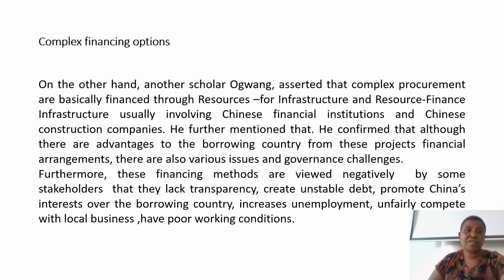Another point is complex financing options. According to another scholar, most complex procurements are financed through resources for infrastructure, and resource financed infrastructure usually involves Chinese financial institutions. They further mentioned that although there is an advantage to borrowing for such projects, there are also various issues and governance challenges. Furthermore, these financing methods are viewed negatively by some stakeholders.